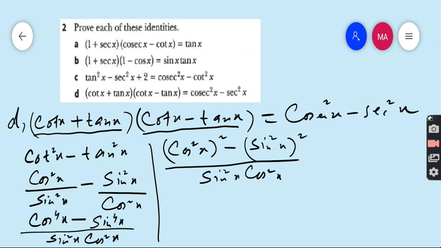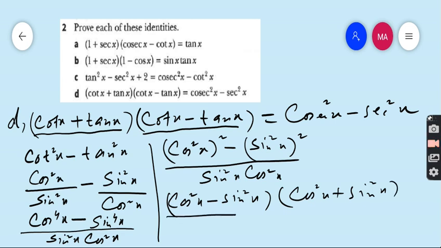Apply the formula a square minus b square, which is equal to (a minus b) into (a plus b), upon sin square x cos square x.